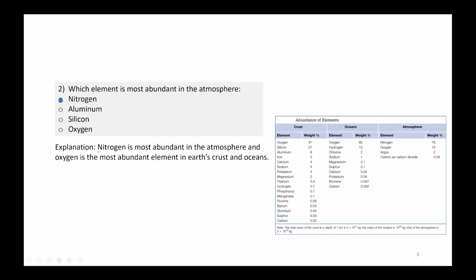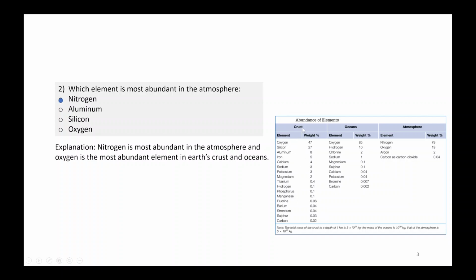We can explain that nitrogen is around 79 weight percent in the atmosphere, and it is the most abundant. And oxygen is the second most abundant element in the atmosphere, and the most abundant in Earth's crust and ocean. So this is the table. We'll be talking about it later in the lecture slides also.